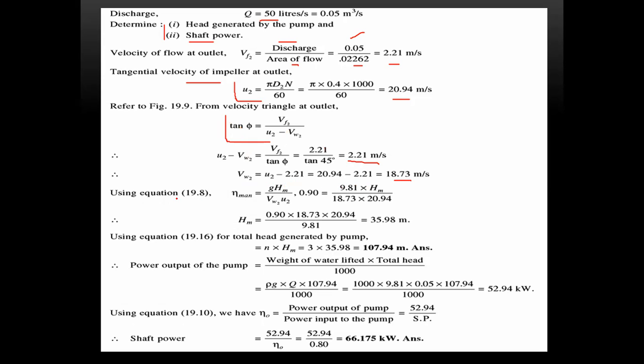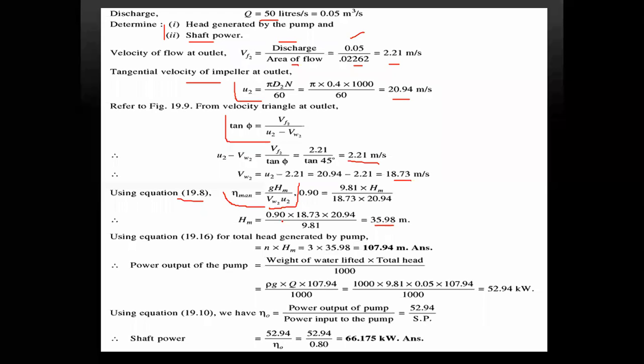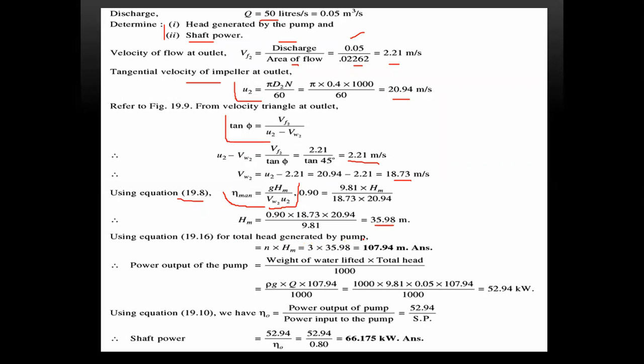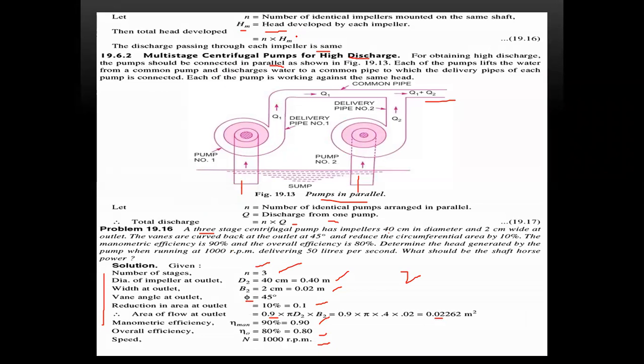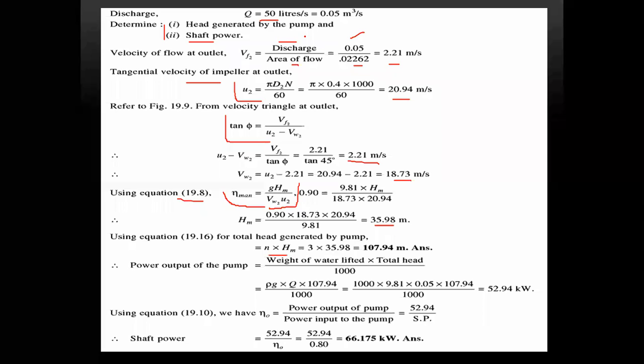Therefore, in the above equation we solved, we discussed the manometric efficiency. Now take the manometric efficiency formula and substitute this one. You are getting Hm value equal to 35.98 meters. Now using the equation for the total head generated by the pump, N into Hm. Since this is a multi-stage pump, applying here 3 into 35.98, that is equal to 107.94.